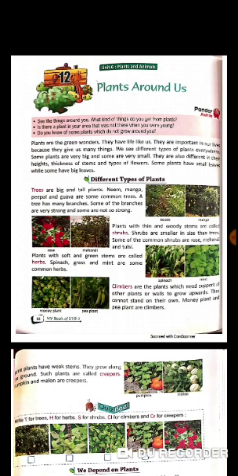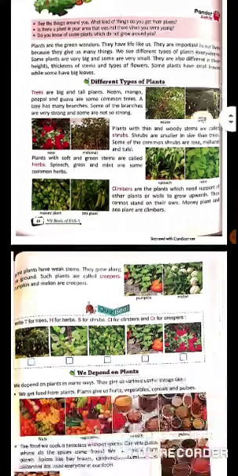Climbers. Climbers are the plants which need the support of other plants or a wall to grow upwards. They cannot stand on their own. Money plant and pea plant are climbers. Climbers are the plants which need support to climb up on anything, like a wall or a stand or a stick or anything which provides support to the plant.